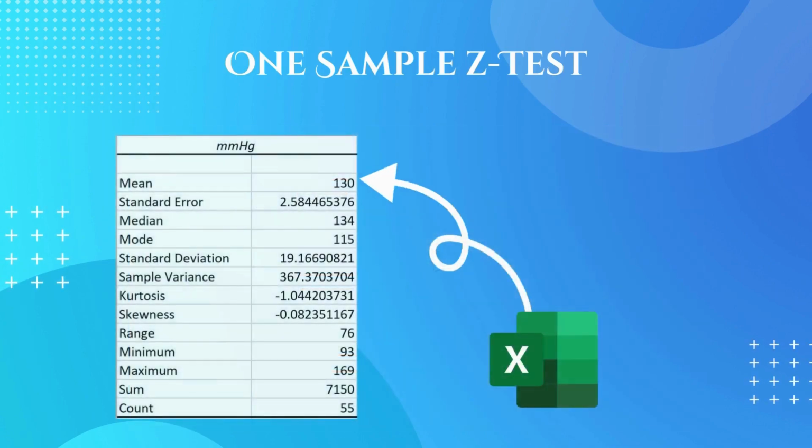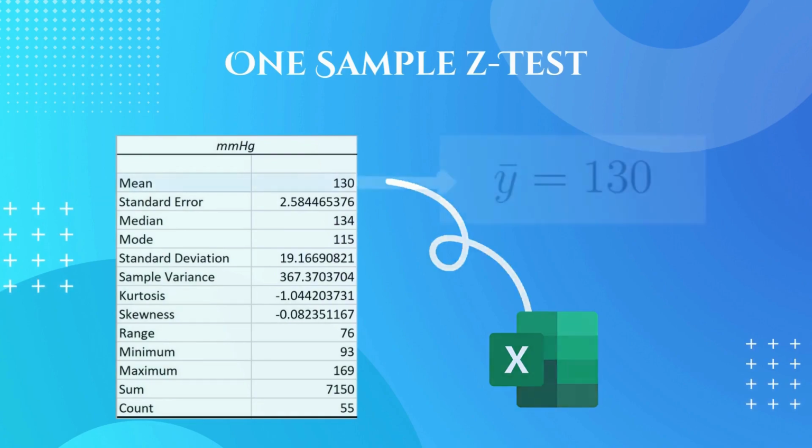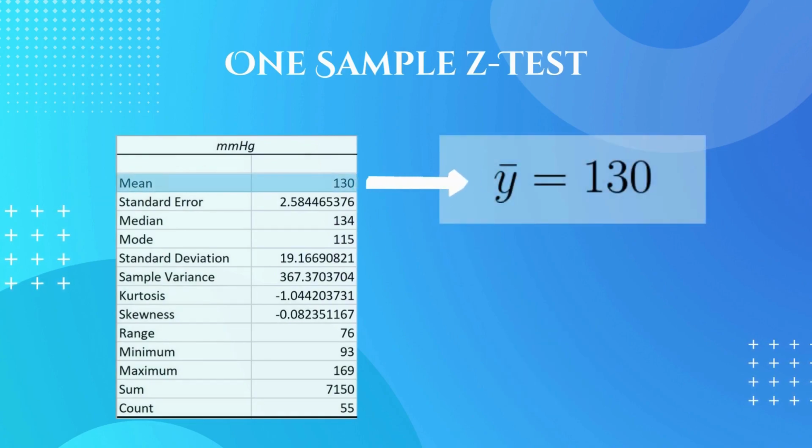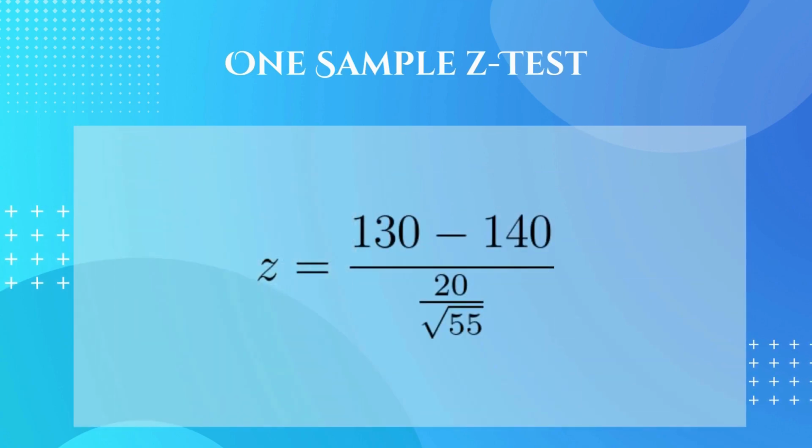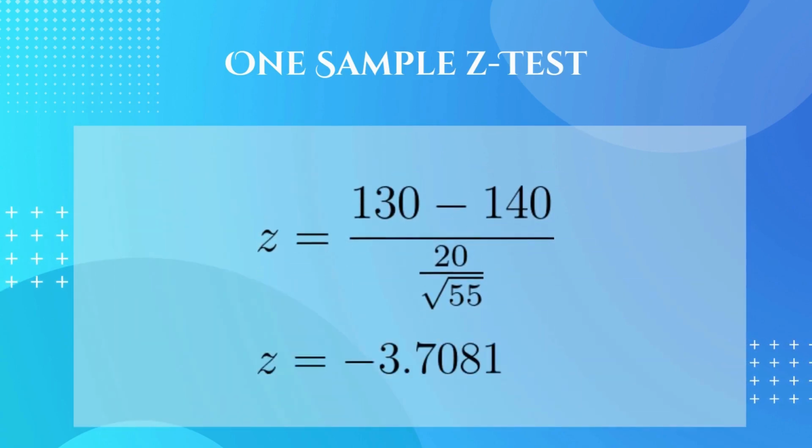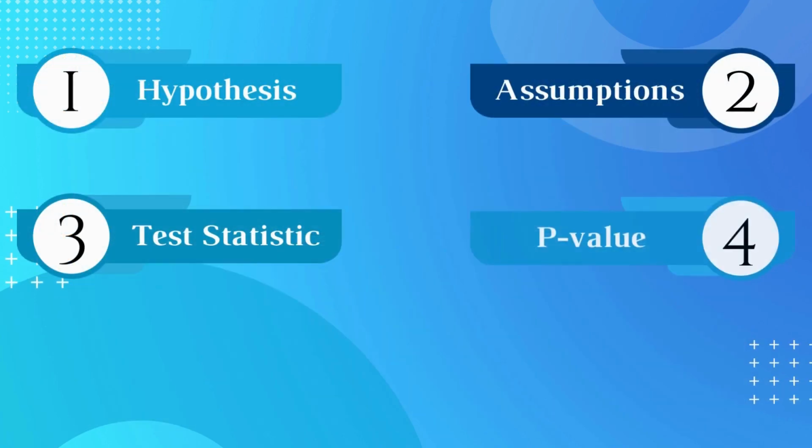As we have the sample data, we can use Excel to calculate the sample mean. The sample mean is found to be 130 millimeters of mercury. We can now substitute all the given values into the test statistic equation to calculate Z. We then find Z to be negative 3.7081. We're now ready for step 4 to find the p-value.